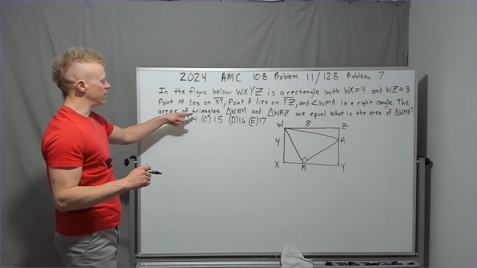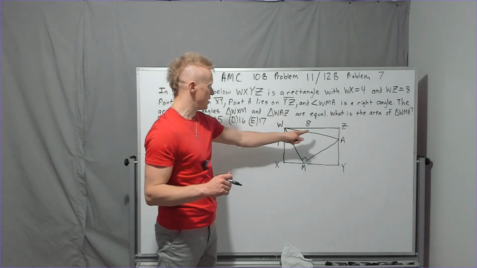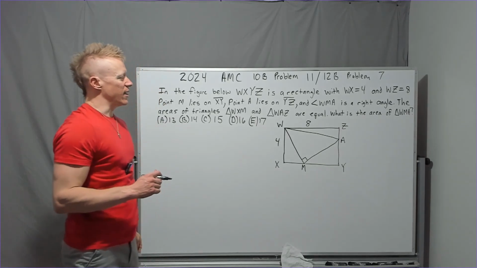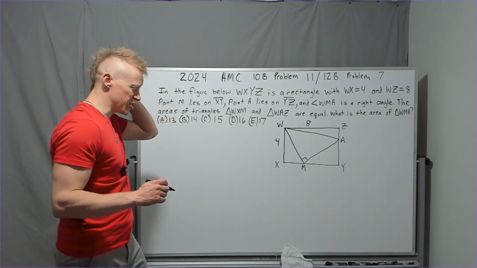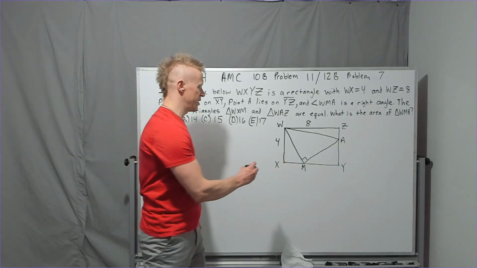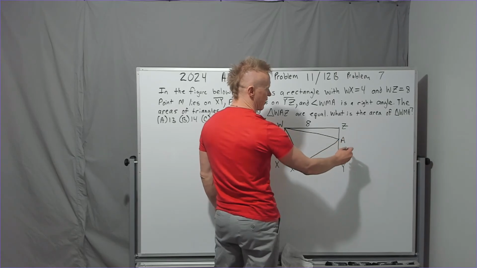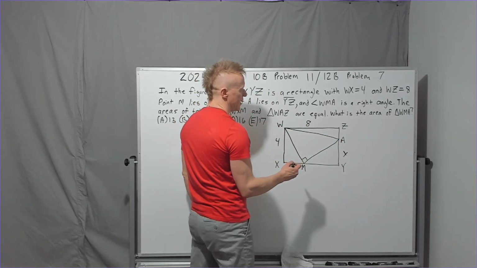The areas of triangles WXM, this one, and WAZ, this one, are equal. What is the area of triangle WMA? So my suspicion is that you can solve this by calling this X, and you could put Y up here if you wanted. I'm going to put it here for reasons I'll get to later.